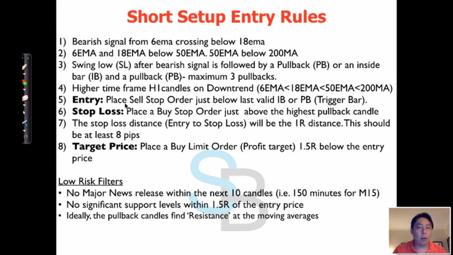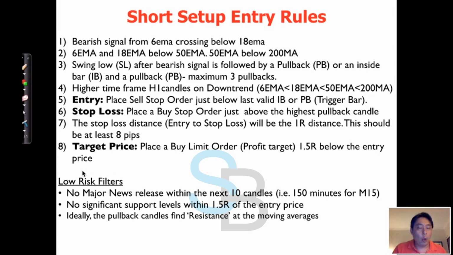So now it's a sell stop order that you place just below the last valid inside bar or pullback. Okay, and we then place our stop loss, which is a buy stop order, just above that highest pullback candle. The distance from the entry to the stop loss, again, is known as 1R. And this should be at least 8 pips. Okay, once you've got that, put your target price 1.5R below your entry price. This will be a buy limit order, which is your profit target. Okay, so let's look at some charts so you understand what it really means.